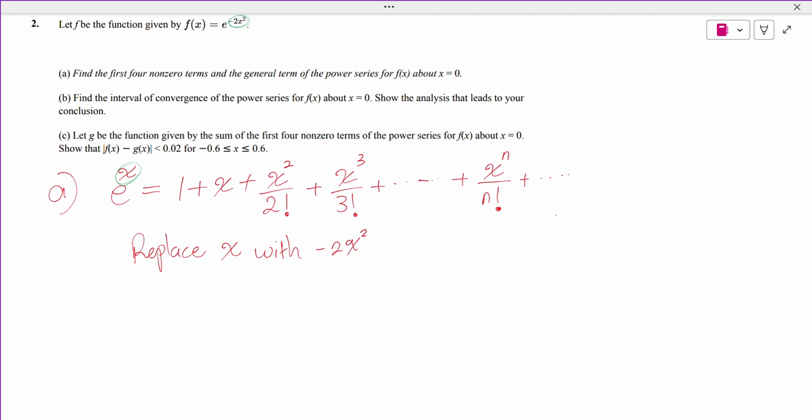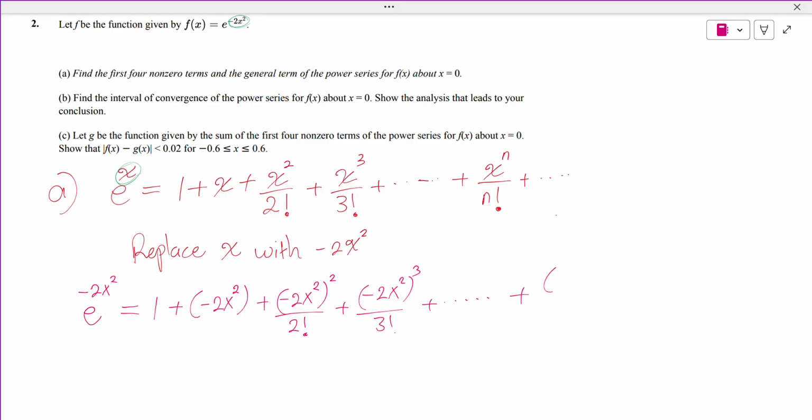So e to the power of minus 2x squared equals 1, which remains the same, plus, in place of x, we plug in minus 2x squared, plus minus 2x squared over 2 factorial, plus minus 2x squared cubed over 3 factorial, plus, let's continue, in place of x here, minus 2x squared to the power of n over n factorial. Right? Let's simplify.